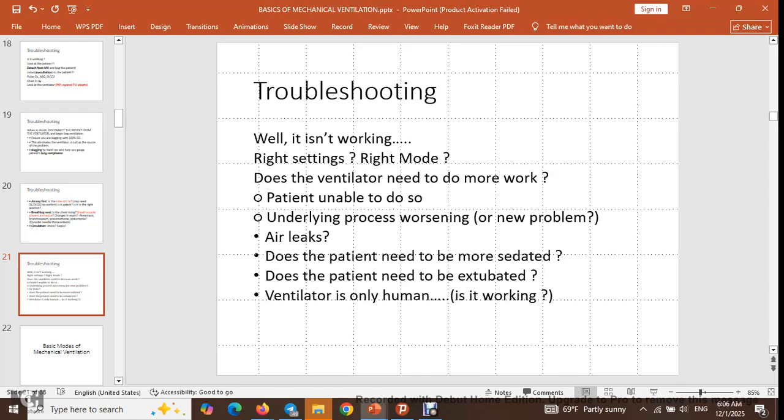The other thing is, does the patient need to be extubated? You should also think about that, because some patients may be intubated for temporary use, and at that time the patient can be ready for extubation, especially in pediatric patients. The other thing is the ventilator: is it working or not?